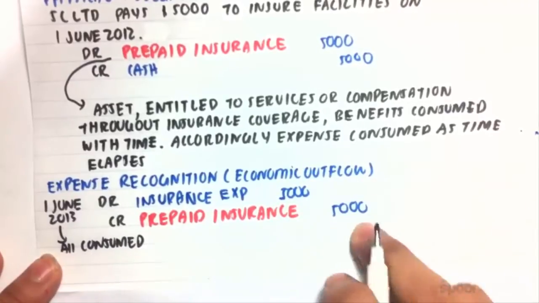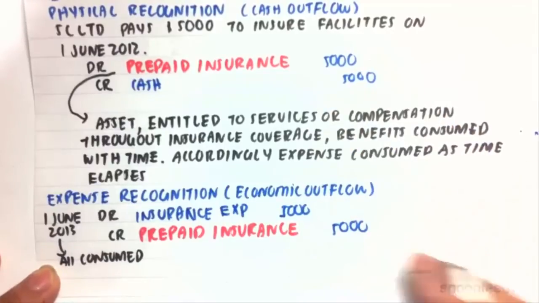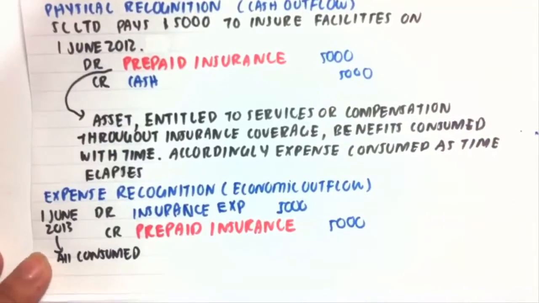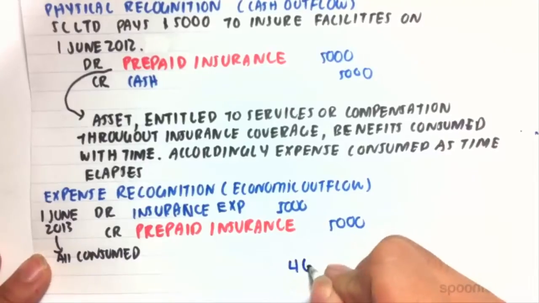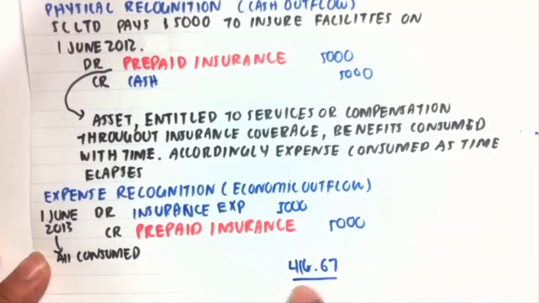Now normally this prepaid insurance will age over time, so you can do this monthly. All you need to do is divide the $5,000 by 12, and that would give you $416.67. So we can put this every single month.